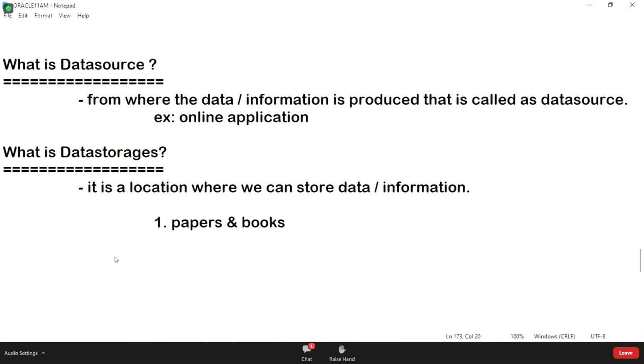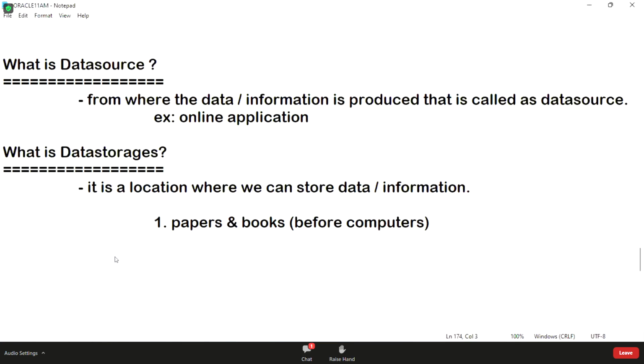In the early days there were no computers and no database software in the world. So in those days, how could people manage and store their data? They used papers and books. To understand this, you can say it is before computers.